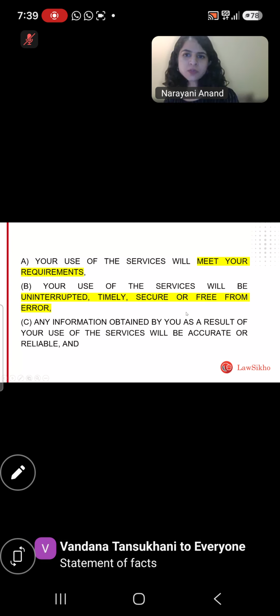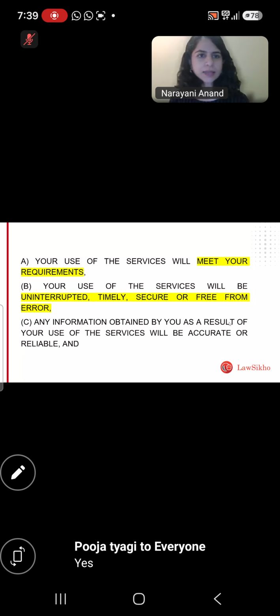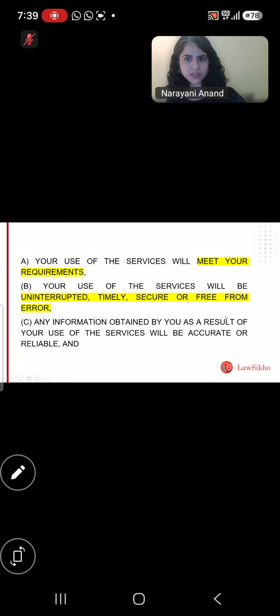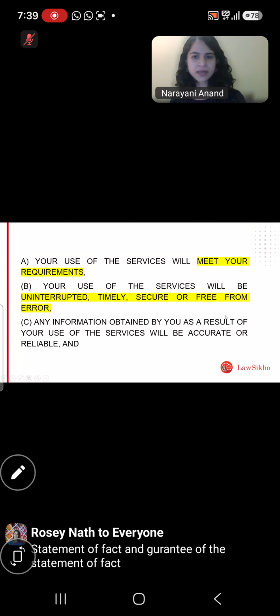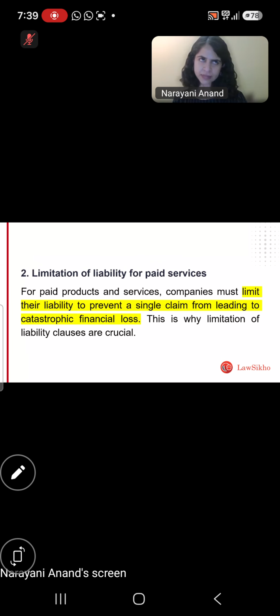Your use of the services will meet, so they are basically saying that we do not represent or warrant that your use of the services will meet your requirements, or your use of the services will be uninterrupted, timely, secure, or free from error. They're literally saying we're not guaranteeing any of this, okay? Google is literally saying that any information you'll get will be accurate or reliable, or that the defects will be corrected. So that's kind of one way.